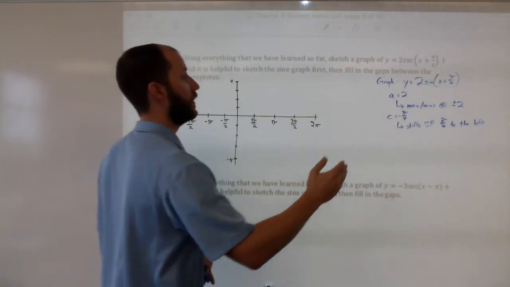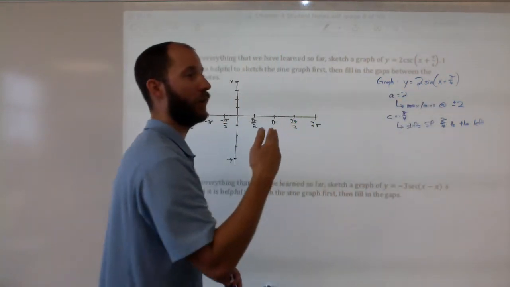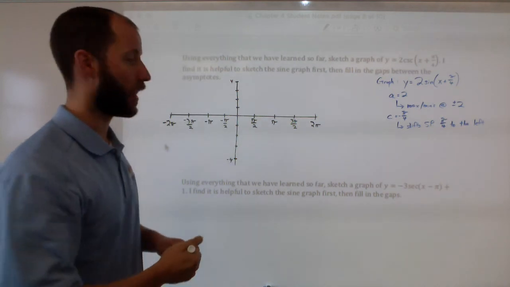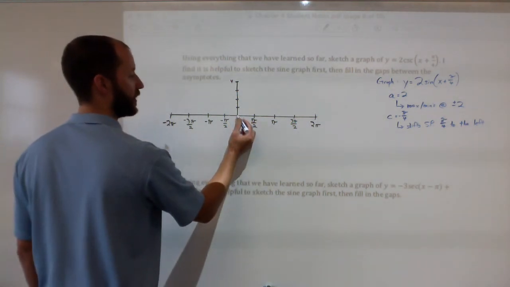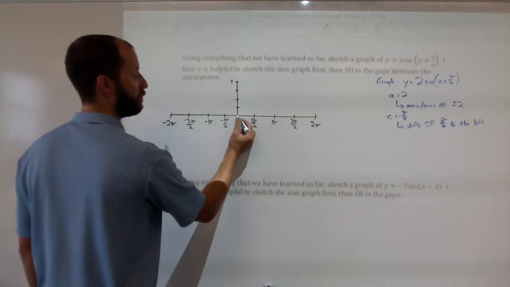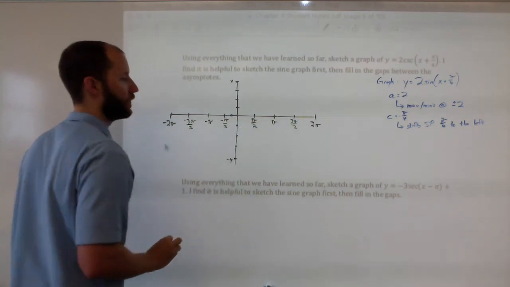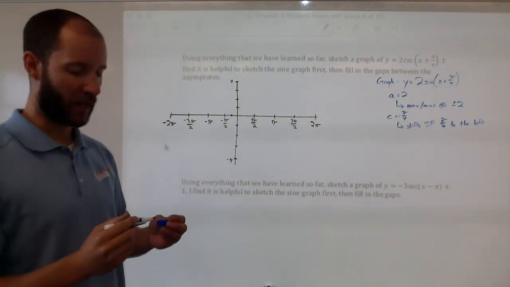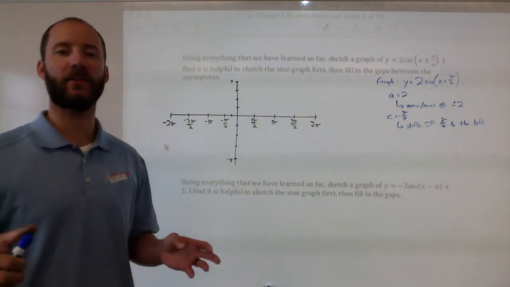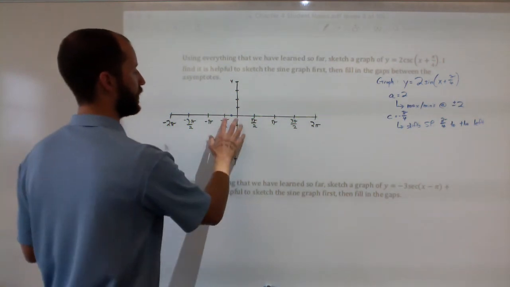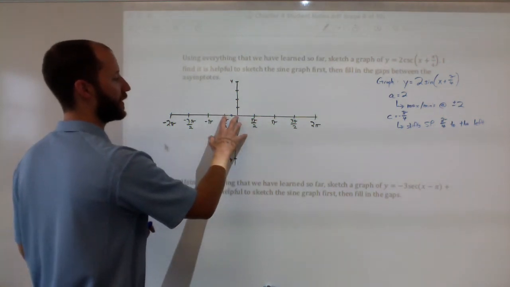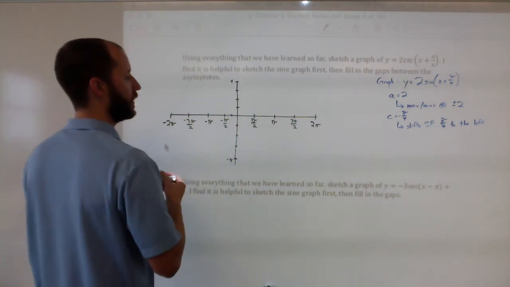Sine starts at a 0 and goes up. All right, so my starting point would be here at the origin. But I shifted pi over 4 to the left. So that's now my starting point. Now what that means is my zeros, maximums, and minimums are always going to occur in between the quarter values that I have marked.